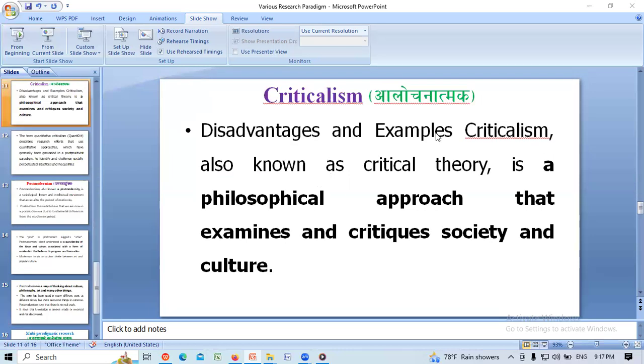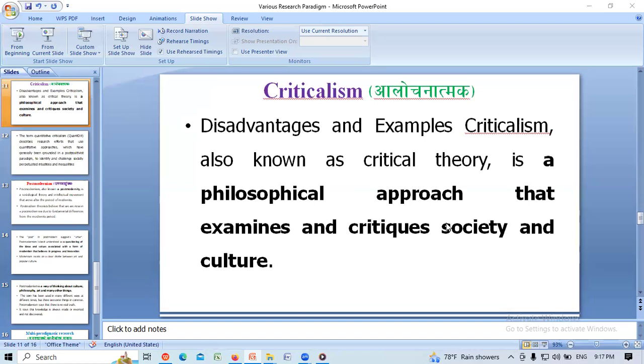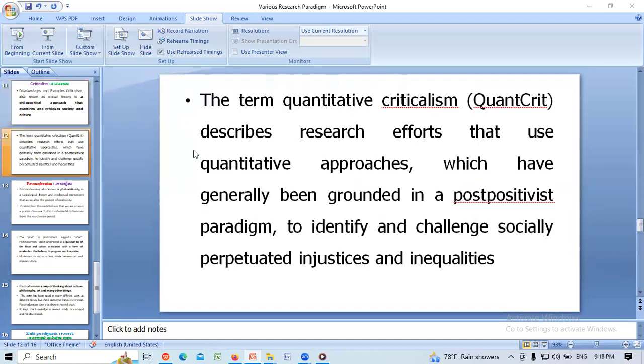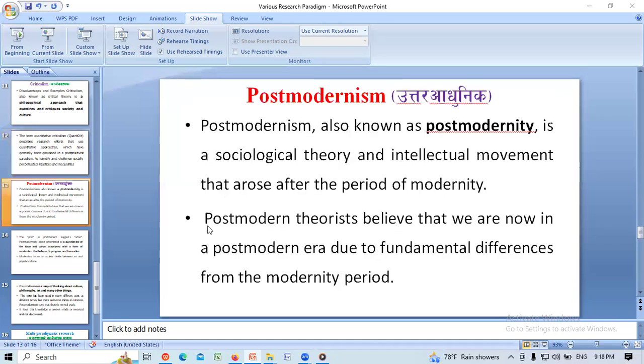Criticism, also known as critical theory, is the philosophical approach that examines and critiques society and culture. The term quantitative criticism describes research efforts that use the quantitative approach, which have generally been grounded in the post-positivism paradigm, to identify and challenge socially perpetuated injustice and inequalities.